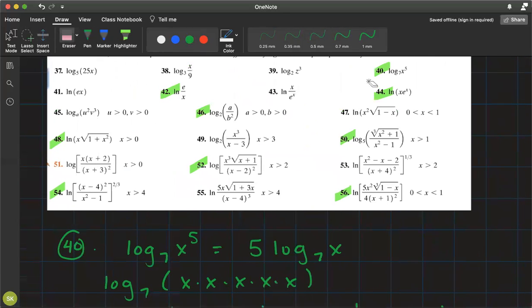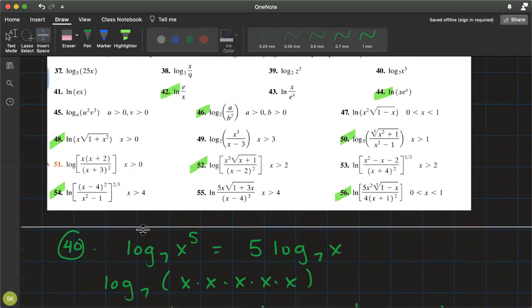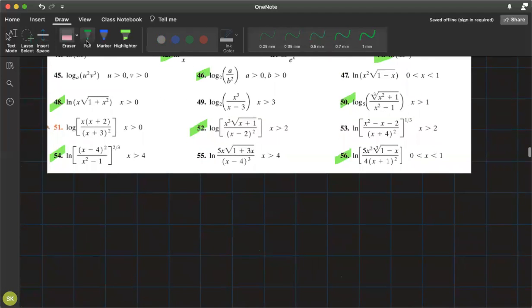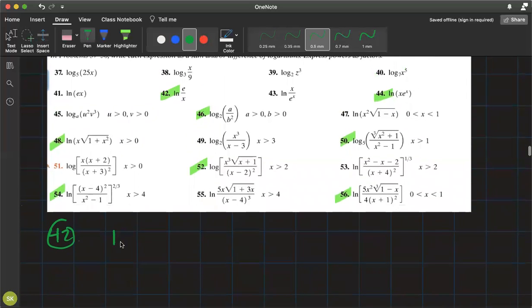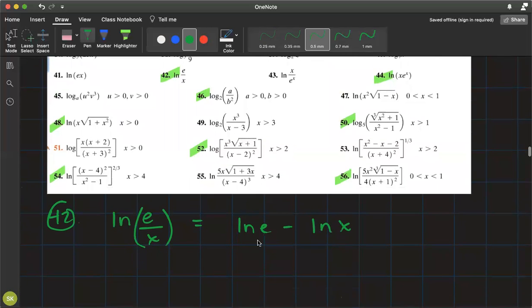Okay, let's try 42. So 42 says ln of e over x, and that e over x is inside this logarithm. Well, this is ln of e minus ln of x. Can we simplify it further? Notice that ln of e, that's log base e of e, minus ln of x. And this is just 1. So this is 1 minus ln of x.